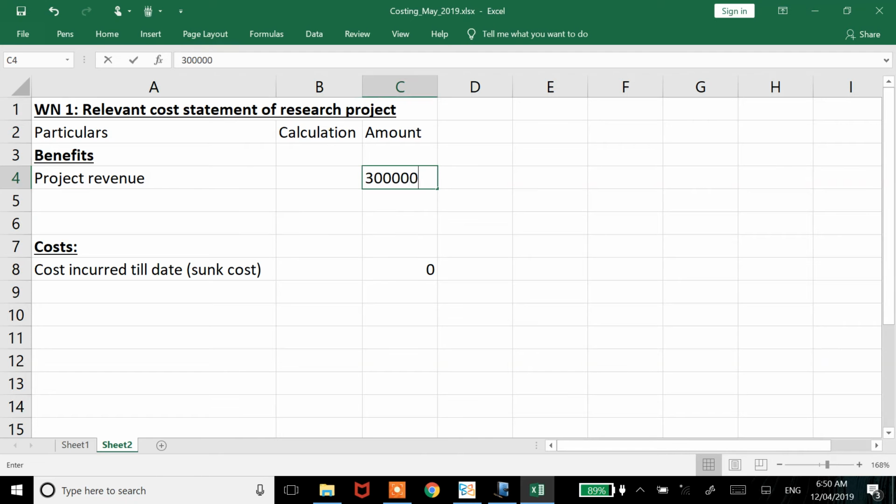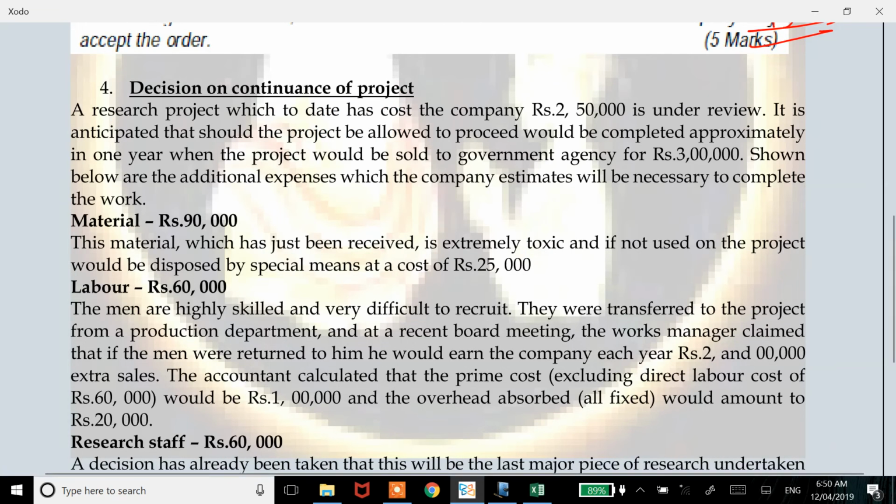So in benefits, you will write project revenue. I'll sell this project for 3 lakhs to the government. We don't worry about the time value of money here, so whether it's paid after 1 year or paid today, that analysis is not brought in.